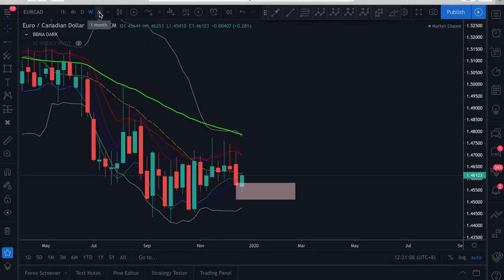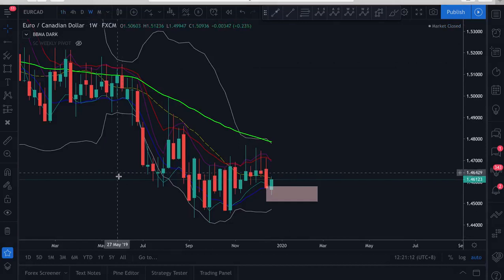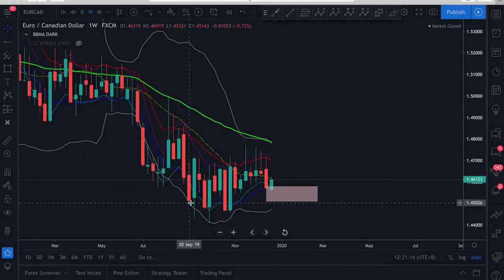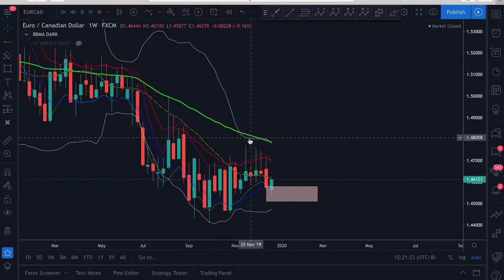EuroCAD, we look at weekly. Weekly here is MHV buy. The reason why this is MHV buy, if you see here from 2nd of September, the candle has not been able to close below the low BB, and at the same time, you can see the Bollinger Band is sideways and also converging, meaning the downward movement is very weak.